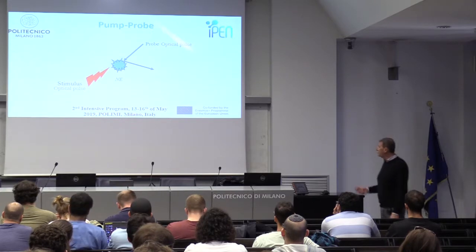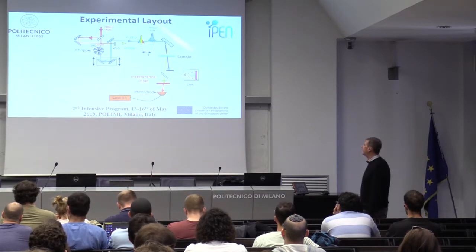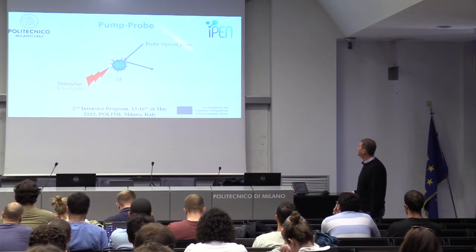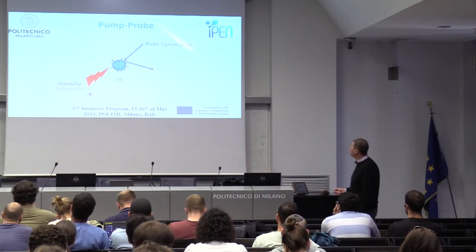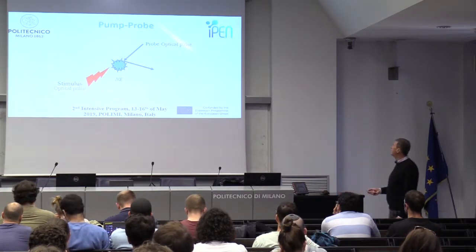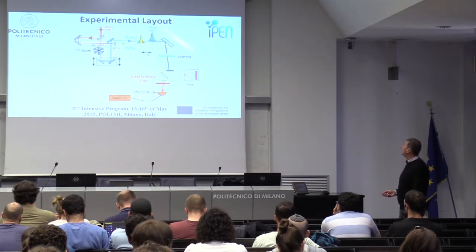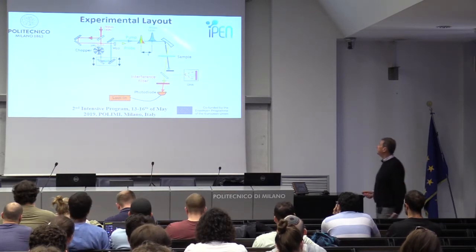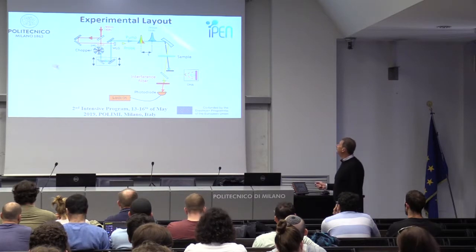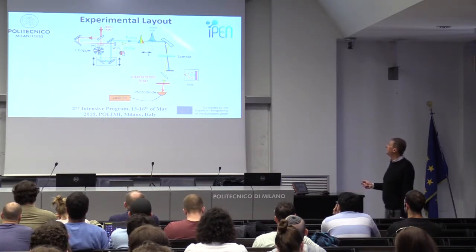So now let's look again at the optical example. The stimulus will be an optical pulse and the probe will be an optical pulse. And here I think I lost some part of the equation. Okay. The typical experimental setup is this.